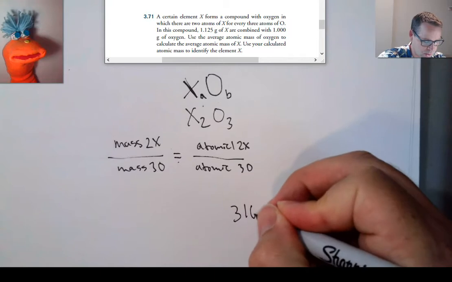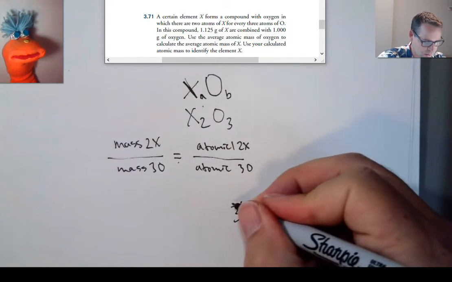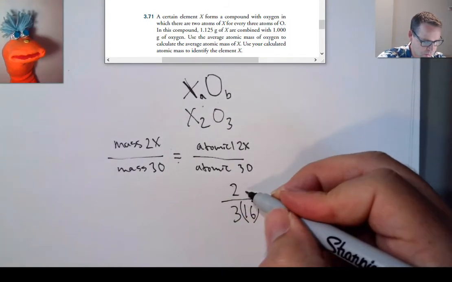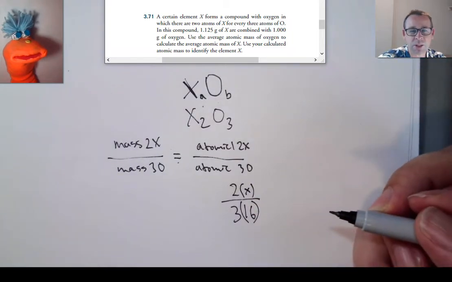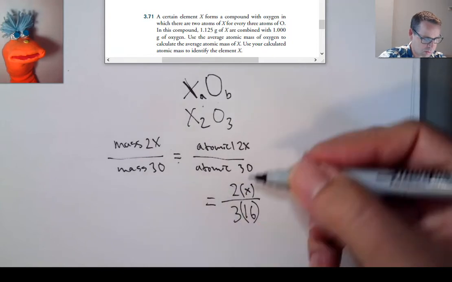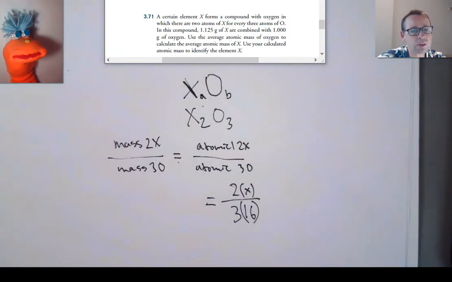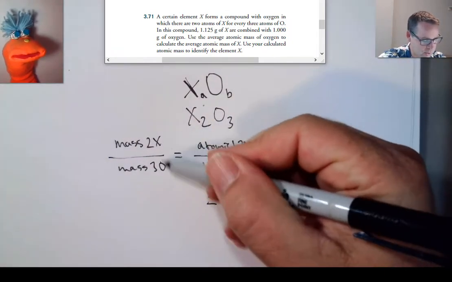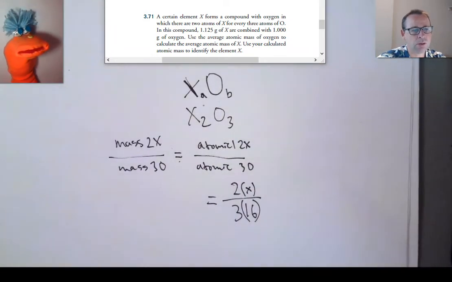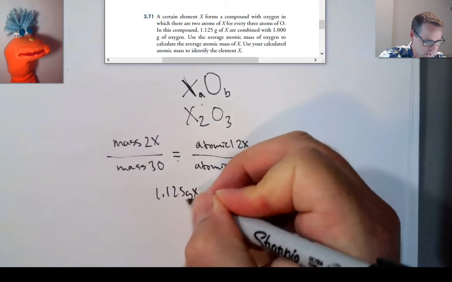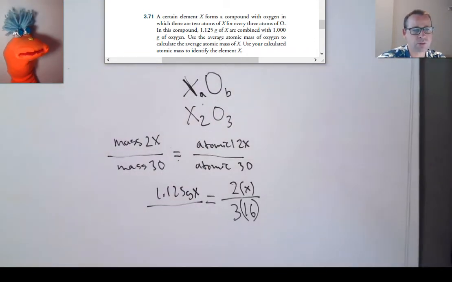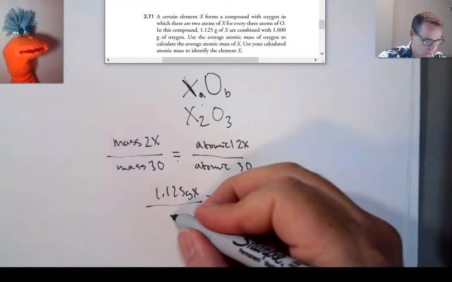3 16s, right? And 2 I don't know what my atomic mass of my other element is, but I'm told in the problem here about the mass of these two, right? Yeah, it says that there's 1.125 grams of X. Very good. 1.125 grams of X. And how about the mass of oxygen? That's 1 gram. That's right.